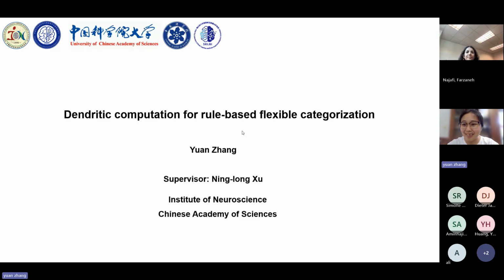Okay, thank you for your introduction, and thanks for giving me this opportunity to share my work with all of you today. So I will talk about the dendritic computation for flexible categorization.